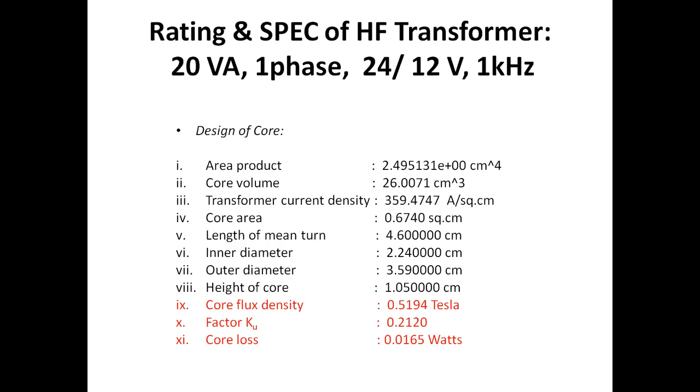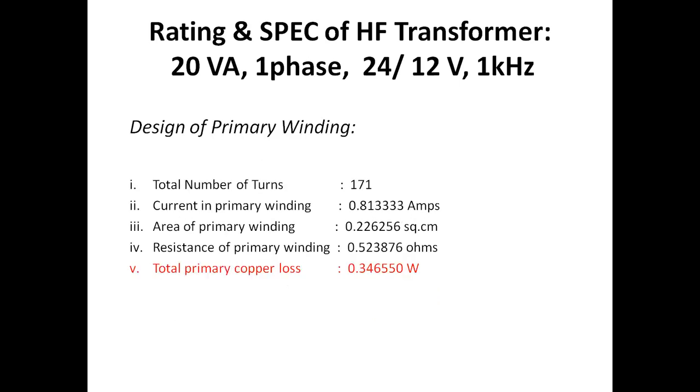For design of the core, it minimizes the area product, core volume, core area, transformer current density, length of mean turn, inner diameter and outer diameter, and height of core. Minimization of the overall dimensions also means there will be a subsequent reduction in the cost and the space of the transformer. So it is quite economical. Core flux density and core loss are optimized.